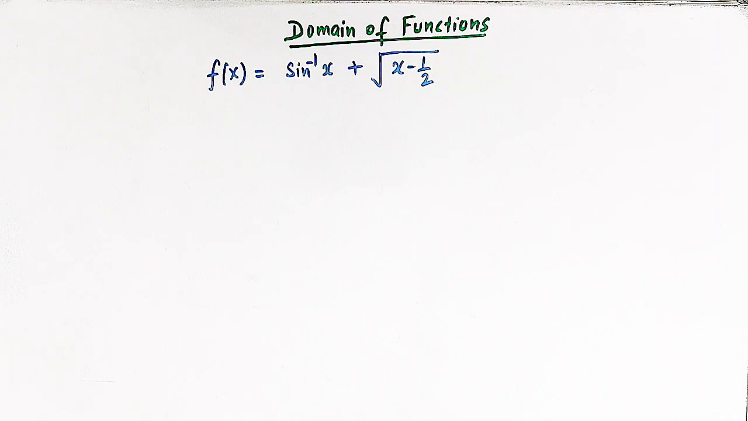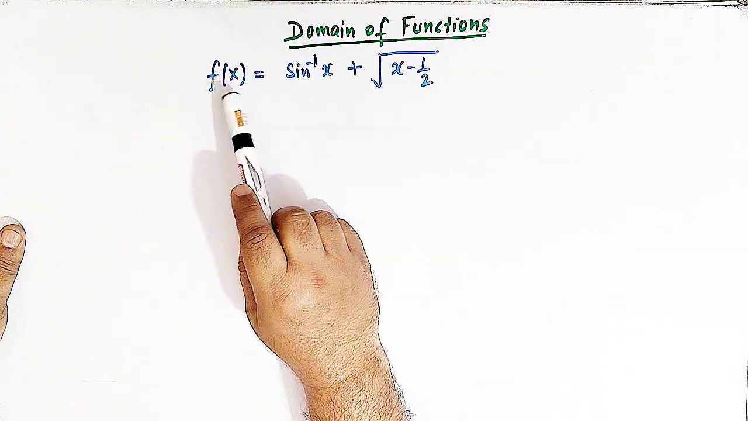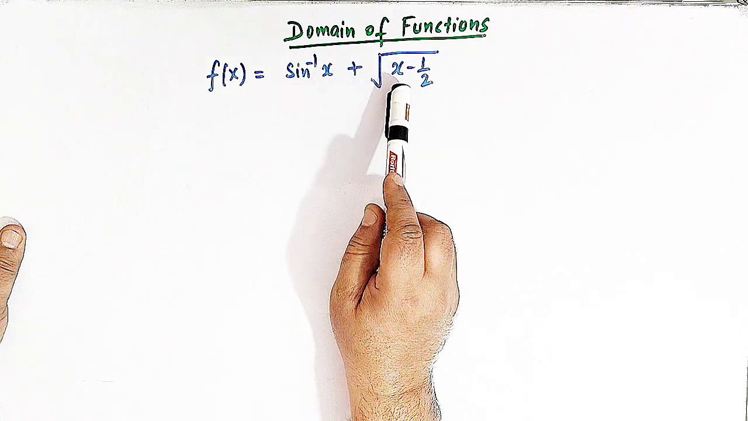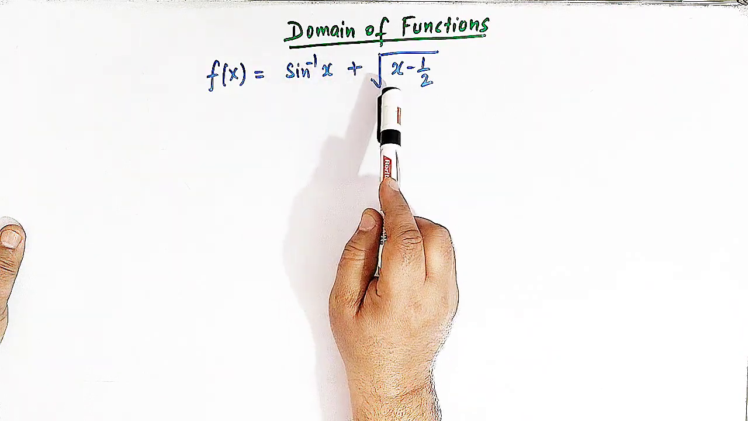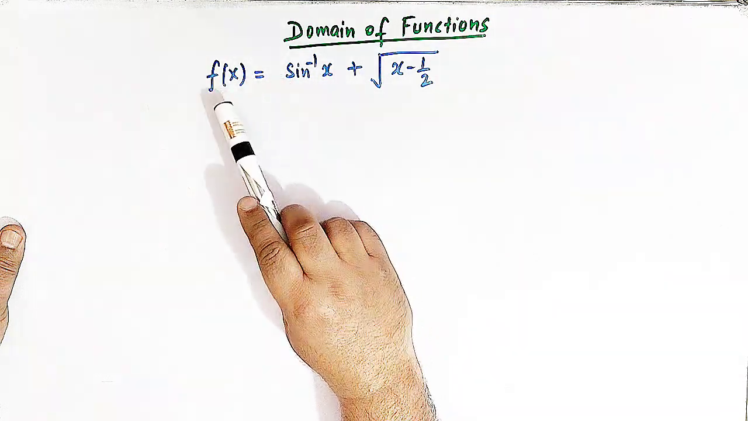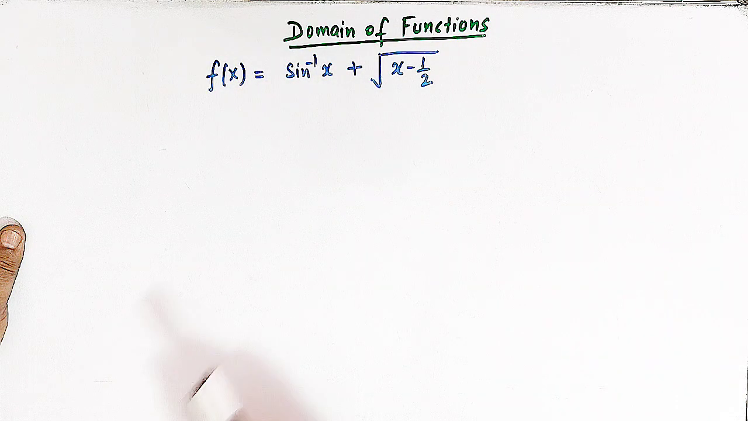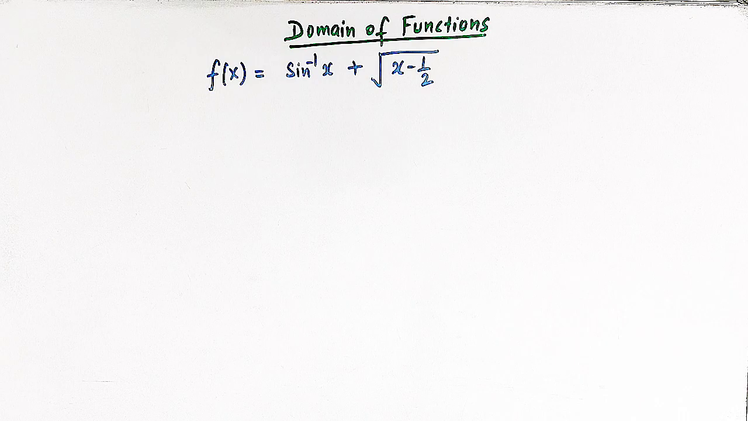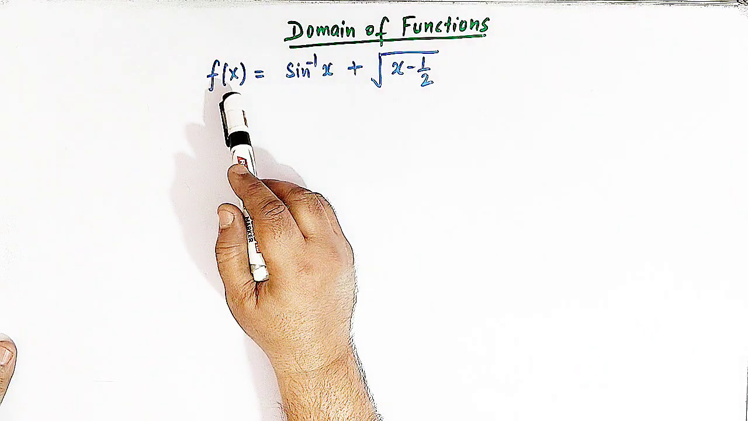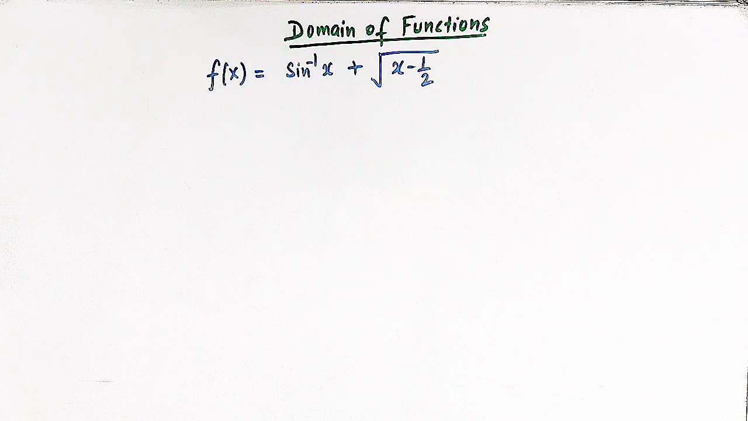Hello, viewers. In today's session, we are going to discuss another important and conceptual problem from the domain of functions. Here we have to find the domain of this function f of x, which is the sum of an inverse trigonometric function and the square root function. So f of x is equal to sine inverse x plus square root of x minus 1 over 2. We have to find all the values of x for which this function f of x is defined. So let us start.